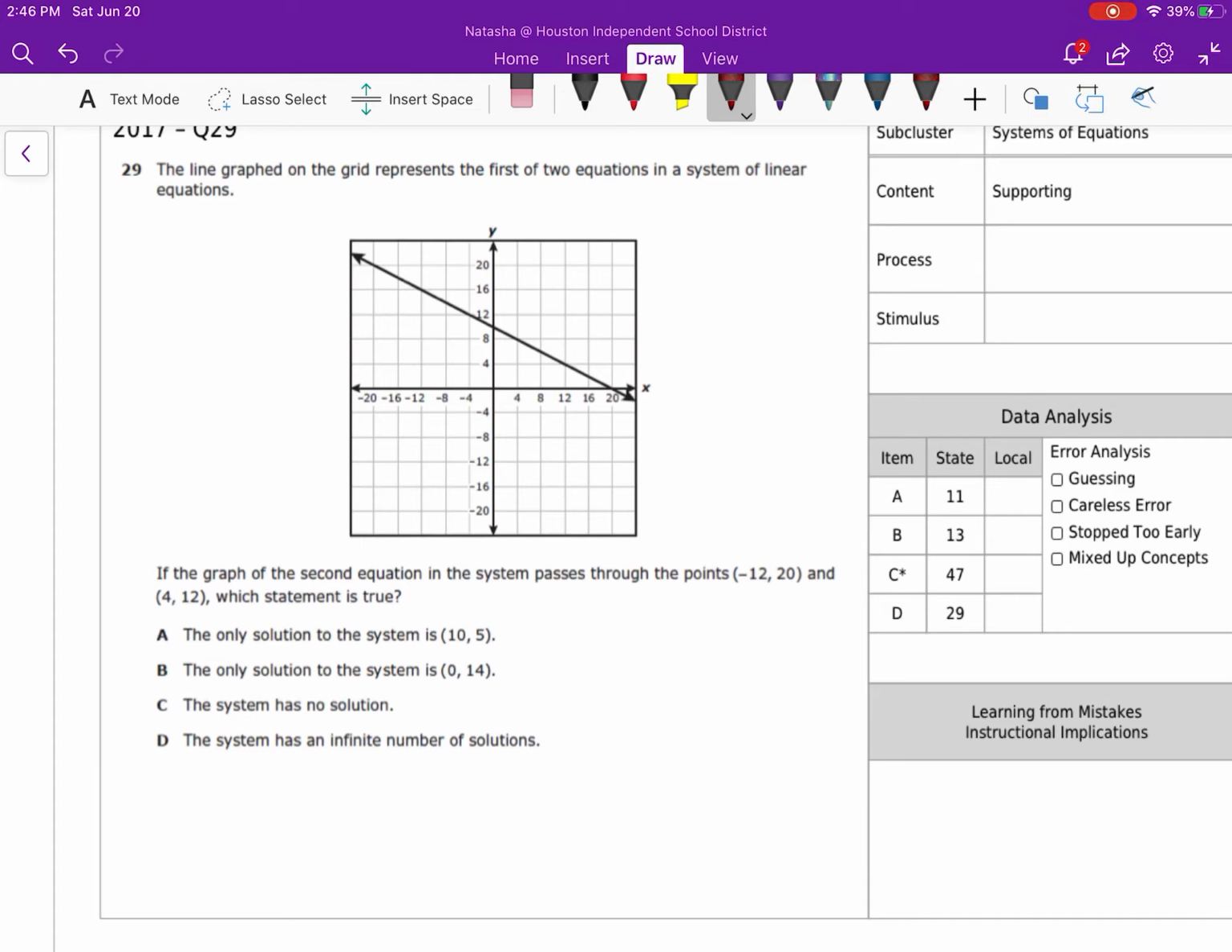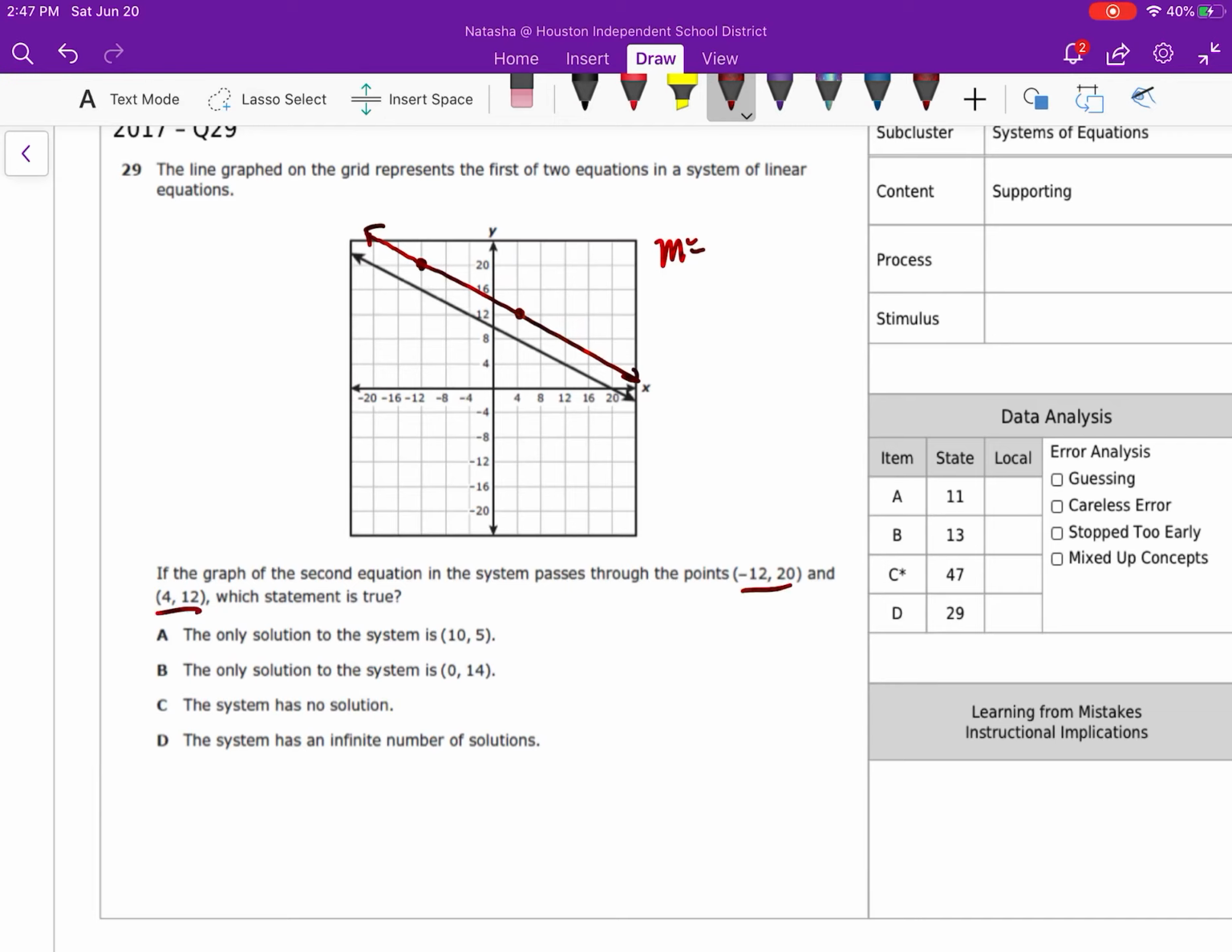Let's see, the line graphed on the grid below is the first equation, and if the graph of the second equation in the system passes through the points (-12, 20) and (4, 12), what statement is true? So let's look. We've got negative 12 and positive 20, that's here. And then we have 4, 12, which is here. Now, if you look, that actually is a parallel line. Now let's go ahead and verify that.